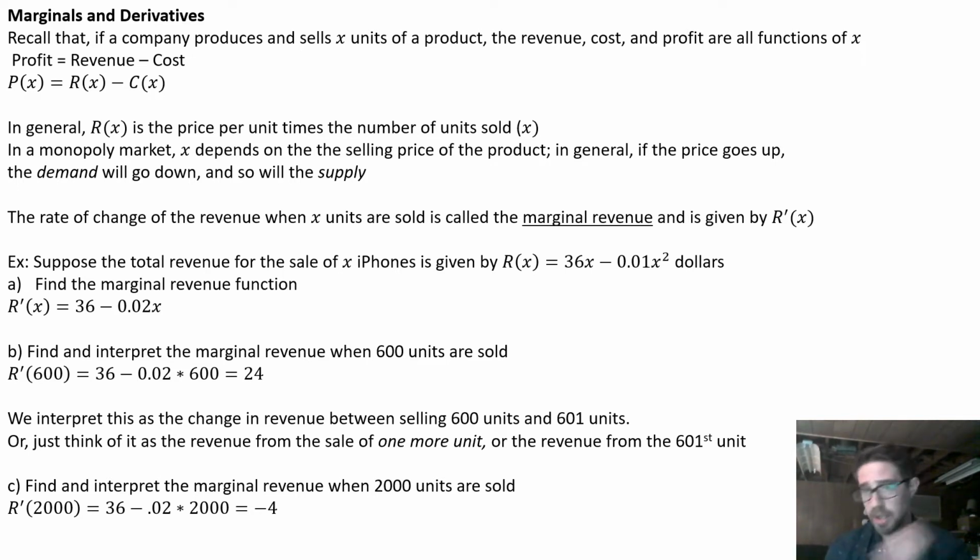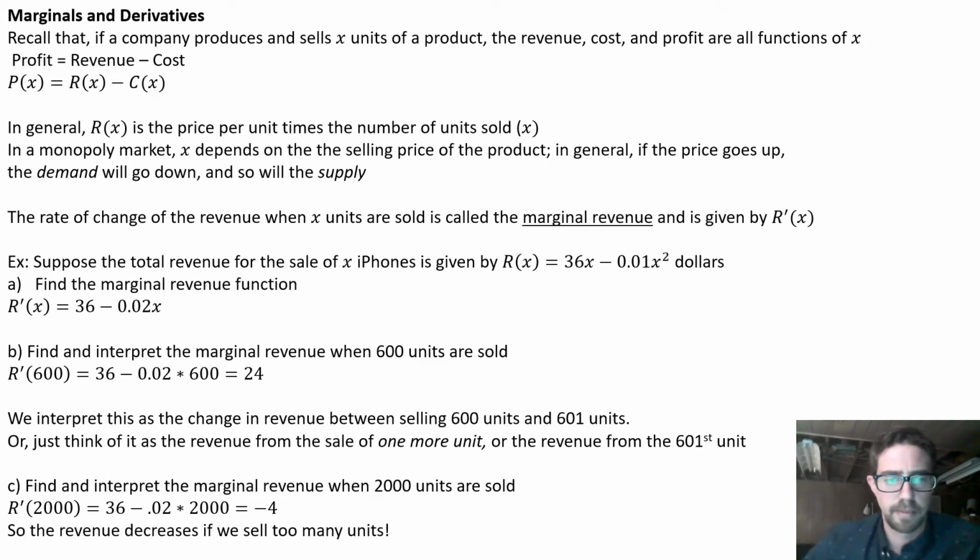So you still want as much revenue as possible, but since that rate of change is now negative, the revenue at some point is going to start decreasing. All right, so if we sell essentially too many units, the revenue starts to go down. It's fine. We still want to sell them, but the revenue is not going up anymore.